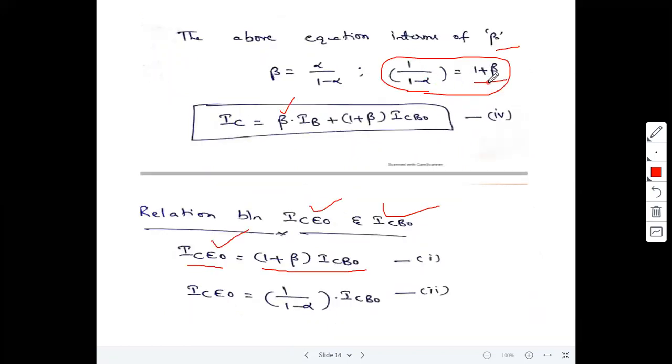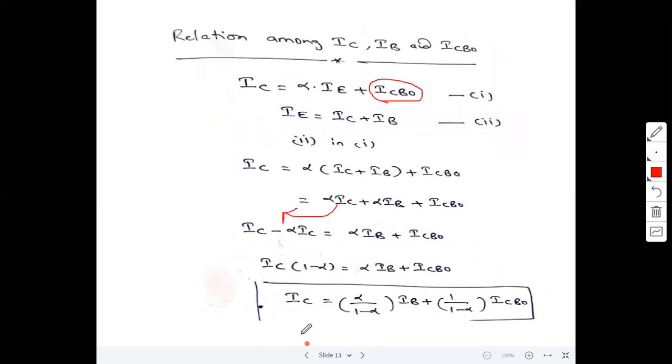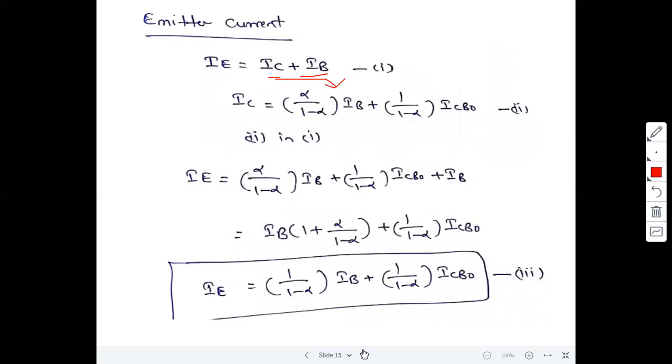In terms of beta, what is 1 by 1 minus alpha? 1 by 1 minus alpha is equal to 1 plus beta. 1 plus beta is approximately equal to beta. Now the same expression in terms of beta: IE is equal to (beta plus 1) or beta times IB plus, this is also the same, beta into ICBO. Okay.